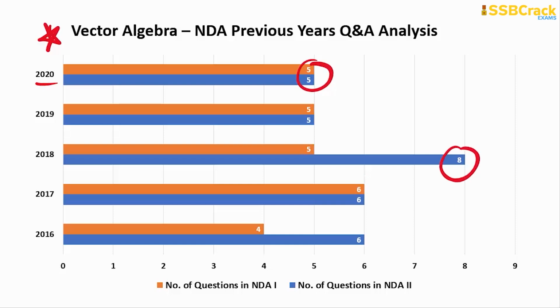But the maximum questions so far were 8 in number on this topic, and that was in the NDA 2 paper of 2018. So you can see the least was 4 questions and the maximum 8, and most of the time the questions were 5 and 6 in number. Did you see that? So these questions are fixed in number, and this topic will be scoring for you if you have a proper base about this topic.